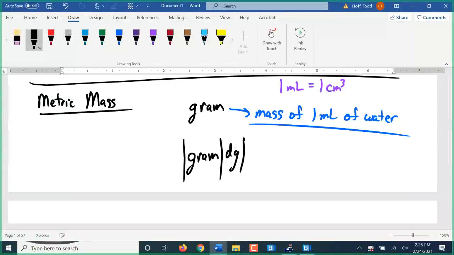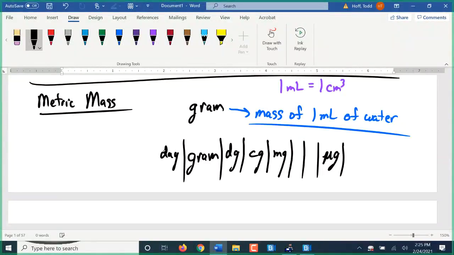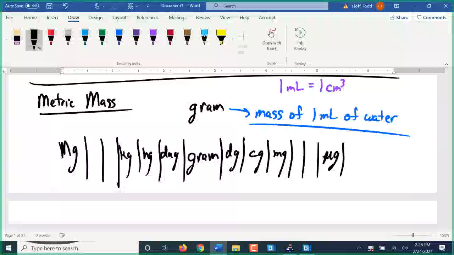Decigram, centigram, gram. They skip the 10,000 and 100,000. They go to microgram. They would keep going down to nanogram, but we don't go quite that low. Going larger, they have decagram, hectogram, and kilogram. And again, we skip 10,000, 100,000, goes up to megagram.